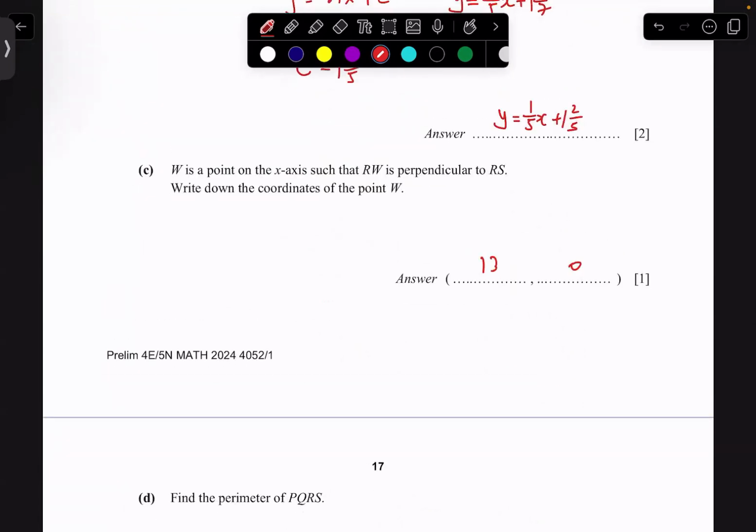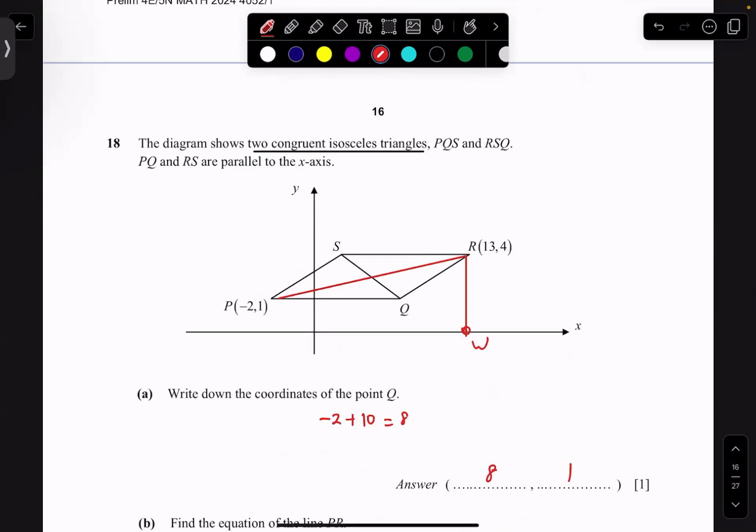Find the perimeter of PQRS. P to Q is 10 units, and here is also 10 units. So I just need to find this side, because this side and this side are the same, since they are congruent. So this is (8, 1).